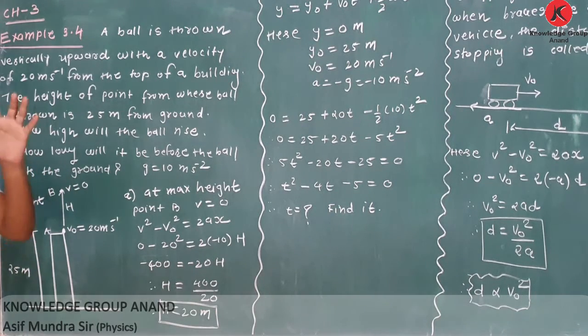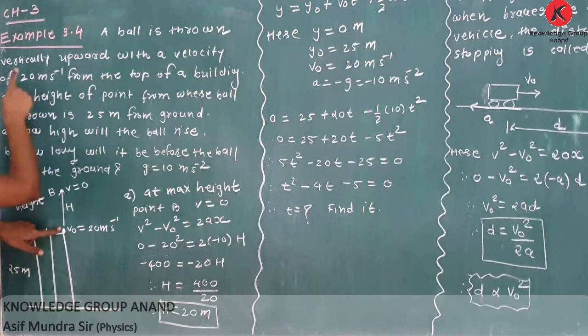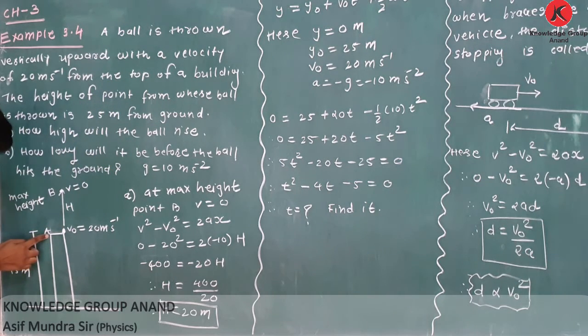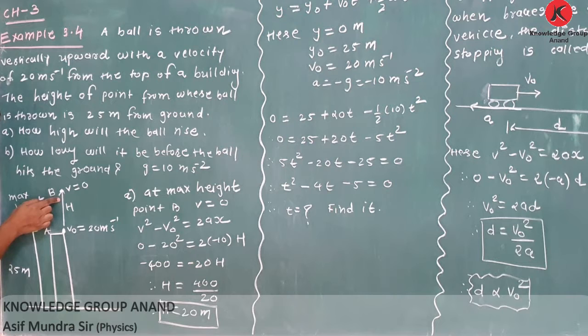See, first of all, we will assume the condition. What is given? Ground, one building, top of the building. Now read the data carefully. A ball is thrown vertically upward with a velocity of 20 meters per second from the top of the building. From this point A, with initial velocity v0 equal to 20 meters per second, a ball is thrown in the vertically upward direction.